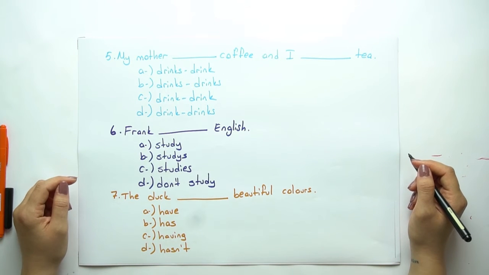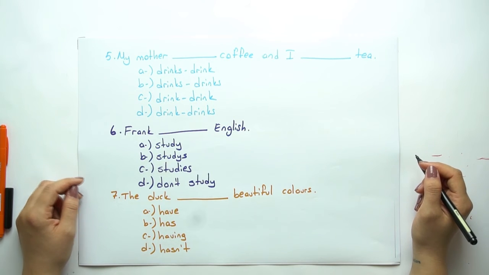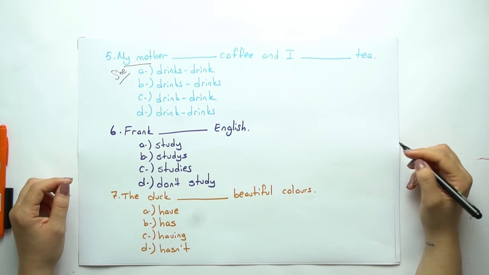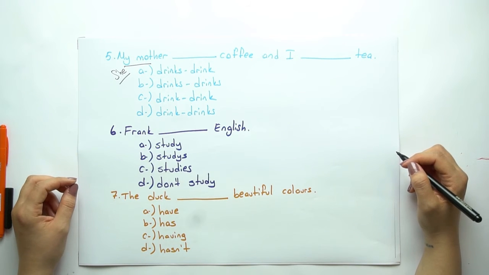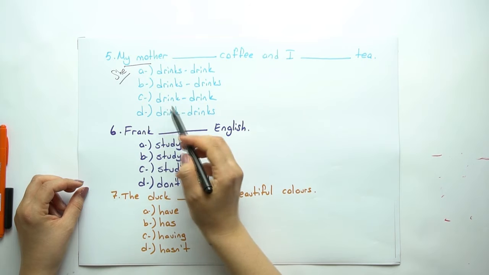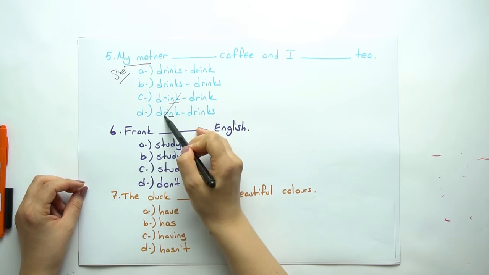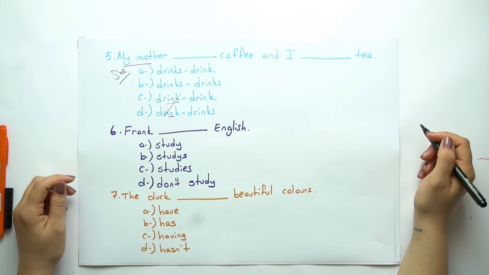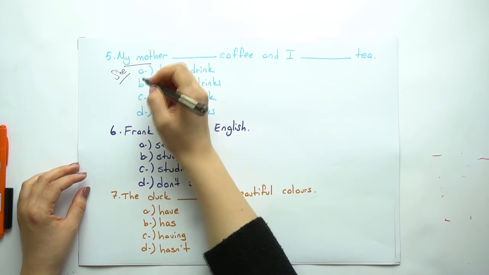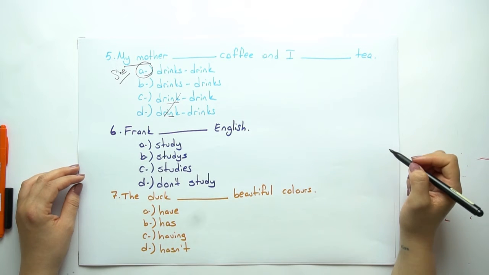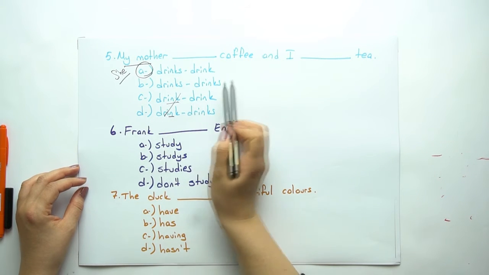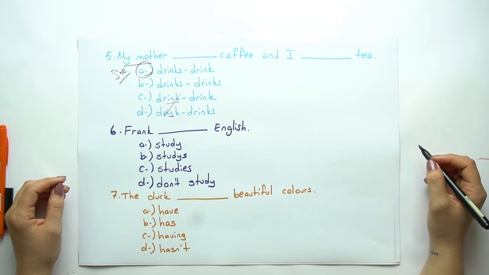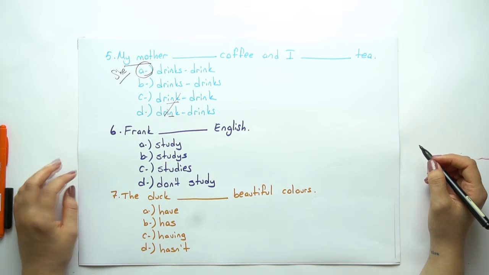Five. My mother blah blah coffee and I blah blah tea. So, my mother, again, it refers to she subject pronoun. So we need to add s to the verb. Look at C and D. They are already starting with drink, so they are not correct. First one, drinks. My mother drinks coffee and I drink tea. A is our true answer. We can't use B because it also says I drinks tea. Remember that we don't add s to the verb with I, you, we and they subject pronouns.